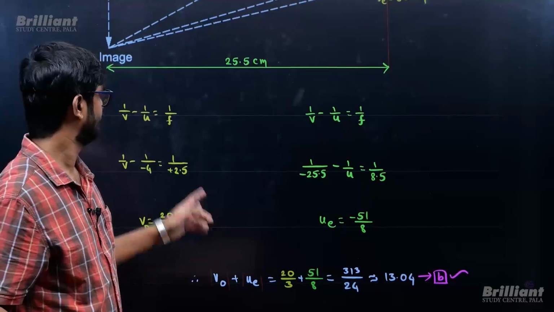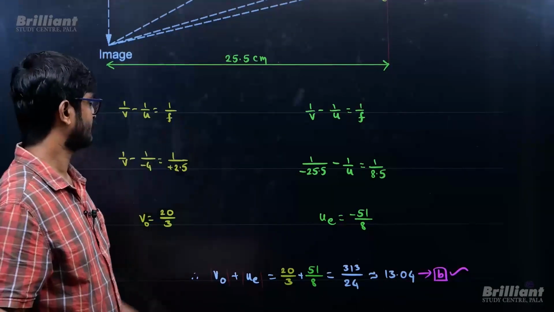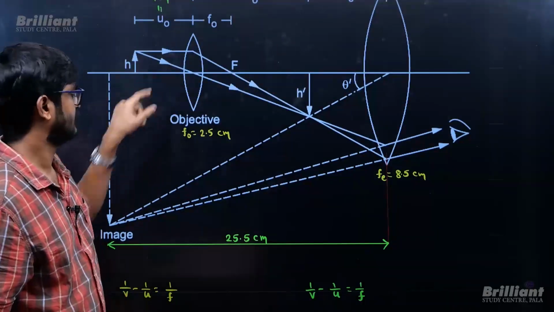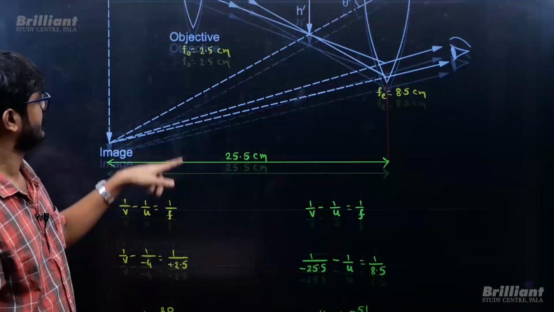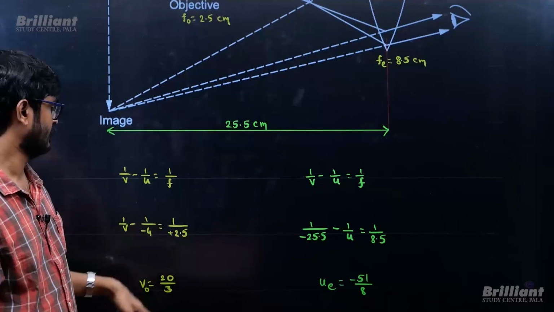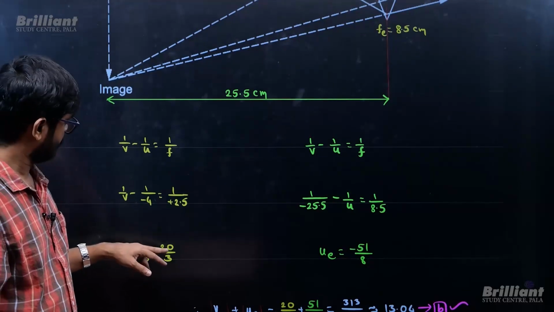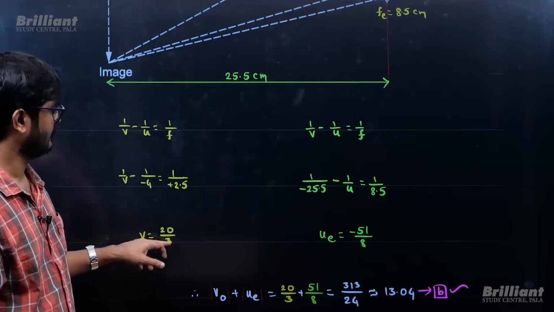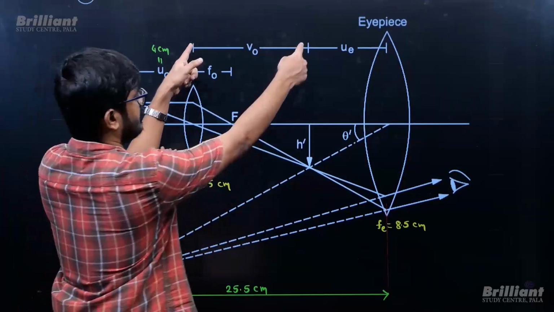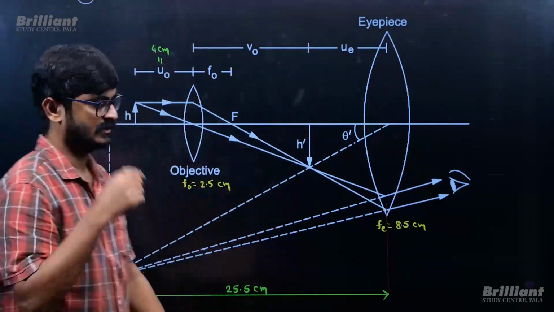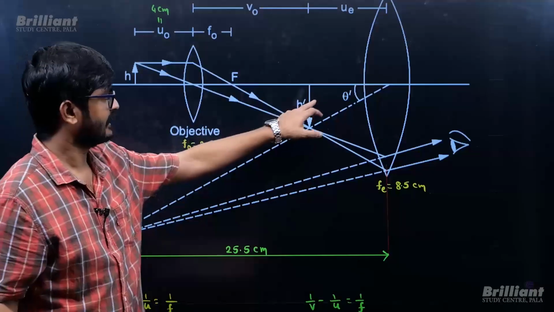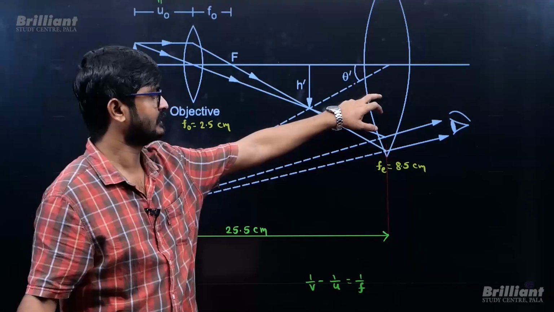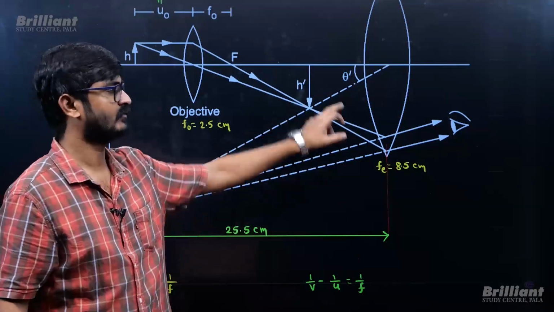For that I will be using the lens formula, 1 by v minus 1 by u equals 1 by f. Incident ray is going this way, so this direction is positive, this direction is negative, so object distance is minus 4, and focal length, it is a convex, so plus 2.5. From there you will be getting the image, sorry, this is v, image due to the objective lens will be formed at plus 20 by 3. But this will act as object for this lens, and they said image will be forming at 25.5. So for this lens, you know focal length and you know image distance, you have to find object distance.